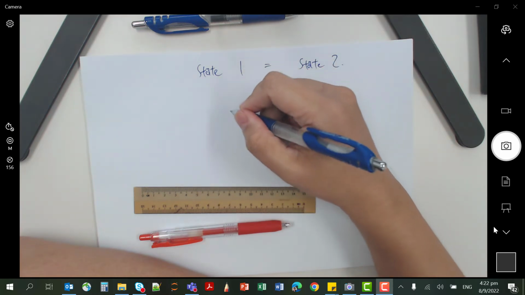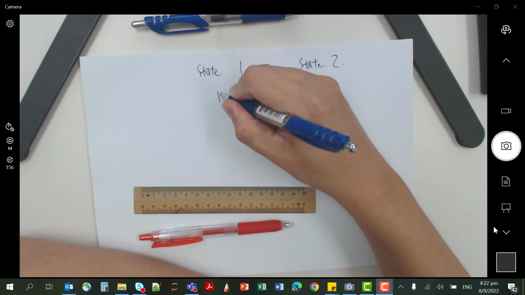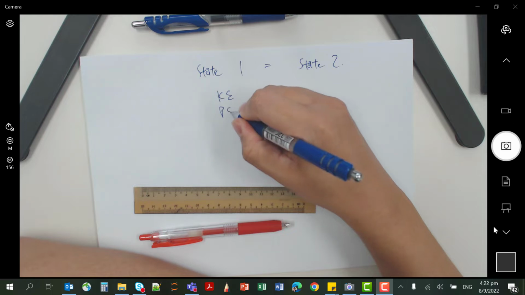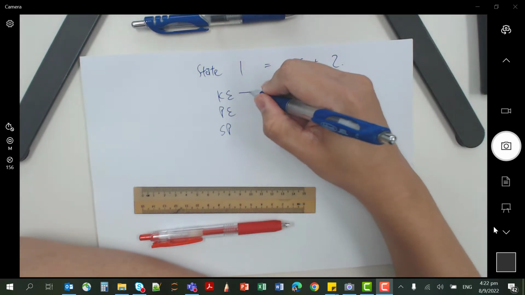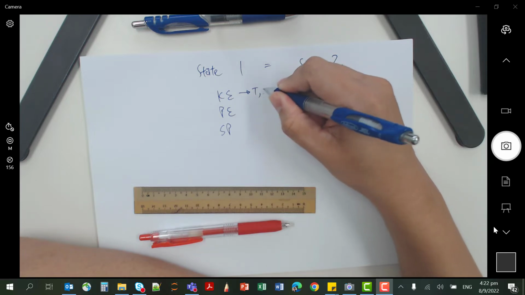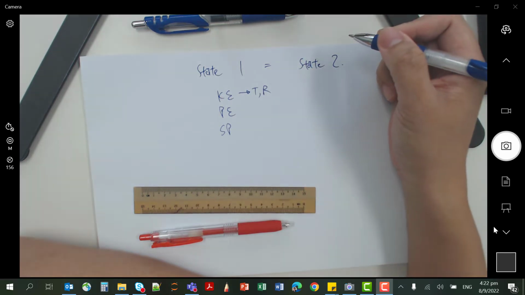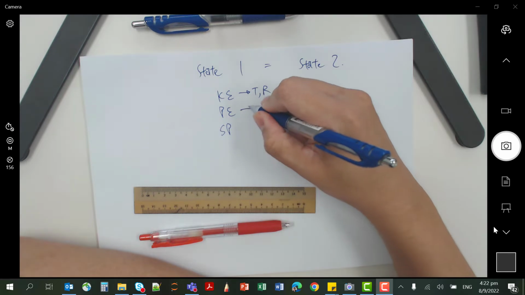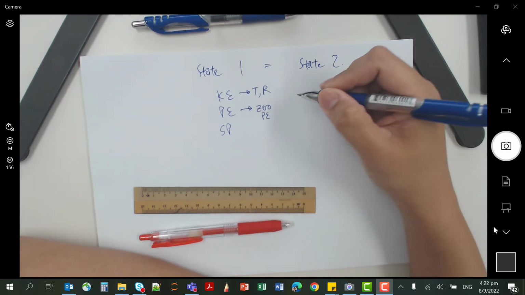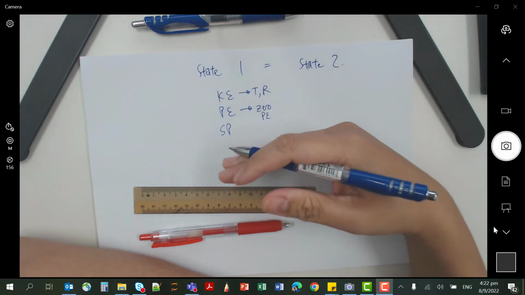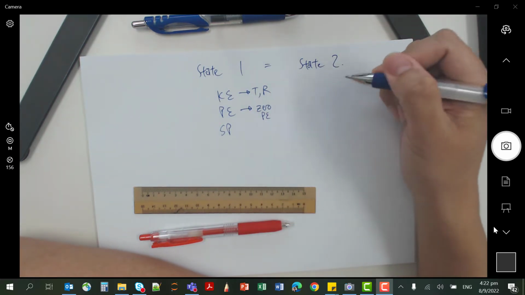So state 1 is usually the initial, right? And then you look at what kinetic energy, what potential energy, and what spring energy you have. Kinetic has a translational and rotational component as well. And for potential energy, you have to define where is your zero potential energy level, which height. And then you calculate from there.